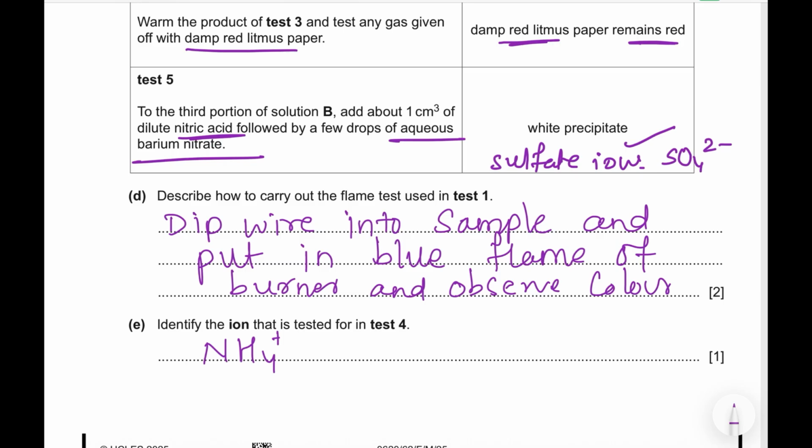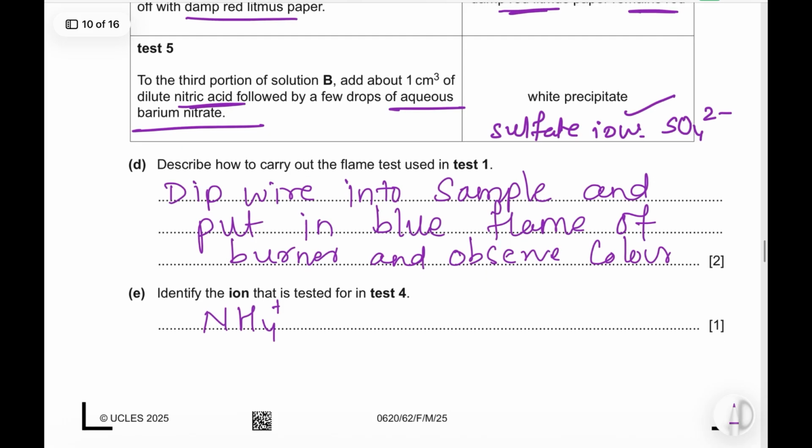You can either use a spray solution also, spray the solution in the blue flame of the Bunsen burner and observe the color. That is also what you can write, which is correct. You can also use a wooden splint for testing the sample or performing the flame test. Any of these is correct.